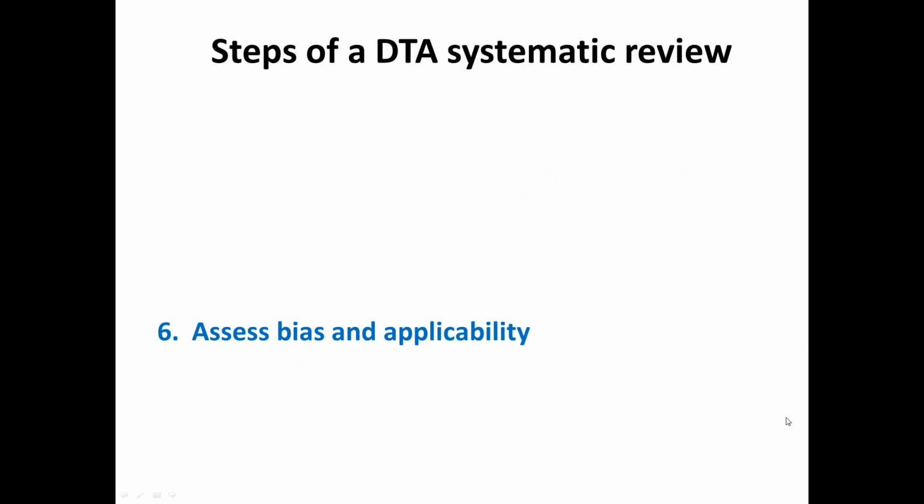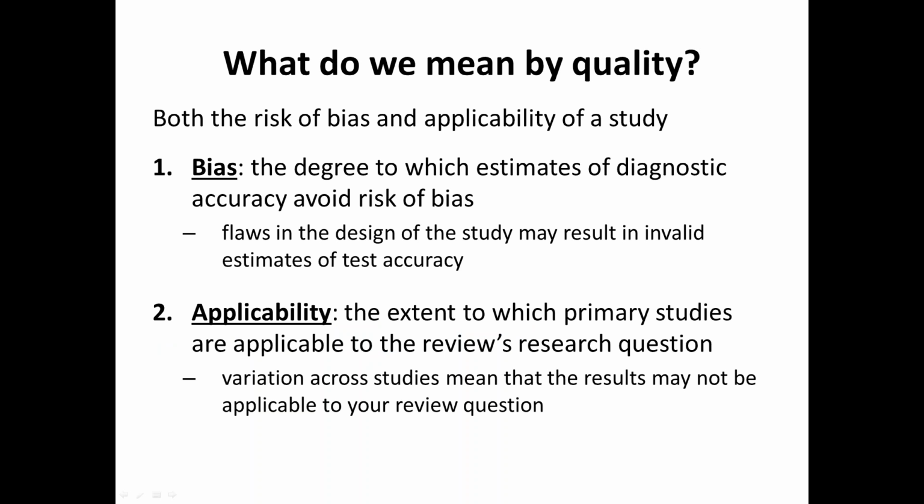Okay. I'm going to do one more session and a section of this, and then I'm going to hand over to Yemisi. So we're just going to look at assessing study quality, and we talk about this as bias and applicability. What do we mean by these terms? Sometimes people have used the phrases internal and external validity for these two concepts, but we talk about bias as the degree to which estimates of a diagnostic accuracy study avoid risk of bias.